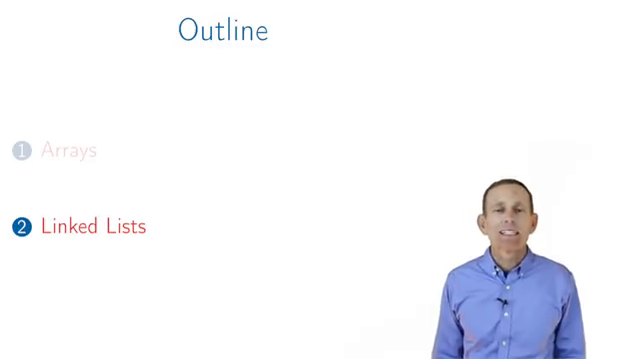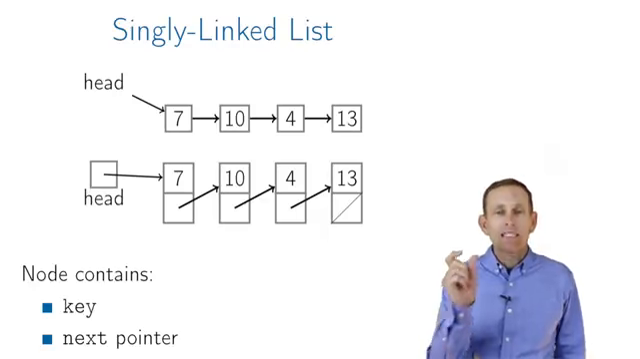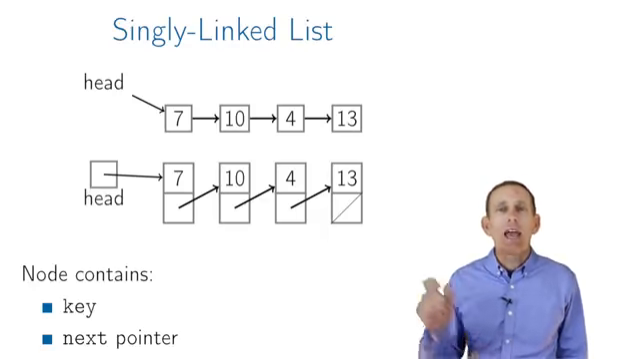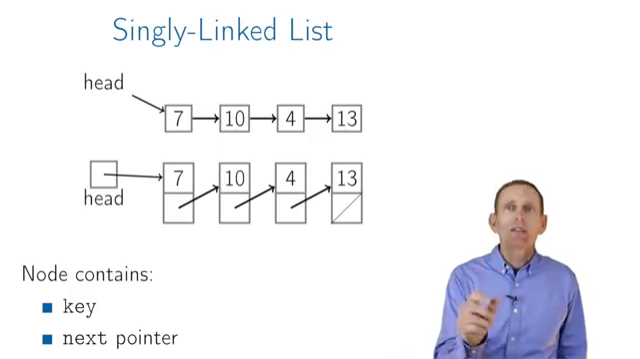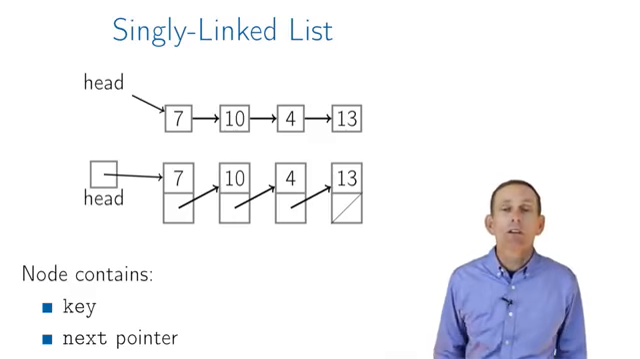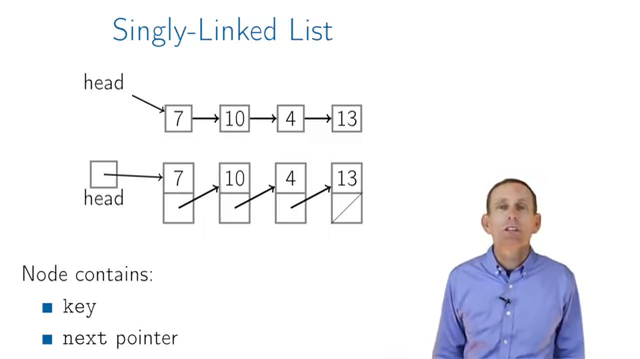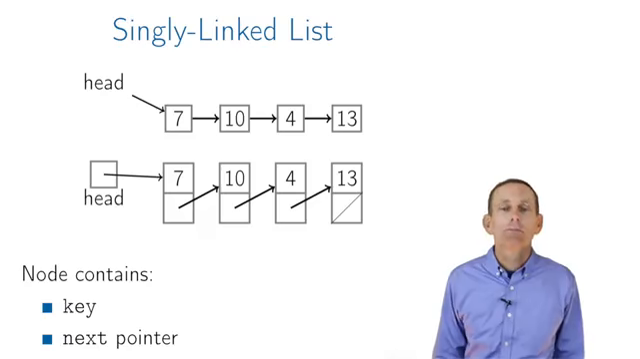Now let's talk about linked lists. Linked lists are named kind of like links in a chain, right? We've got a head pointer that points to a node that has some data and points to another node, and eventually points to one that doesn't point any farther. In our top diagram, head points to the node containing 7, which points to the node containing 10, which points to the node containing 4, which points to the node containing 13, which doesn't point anywhere.